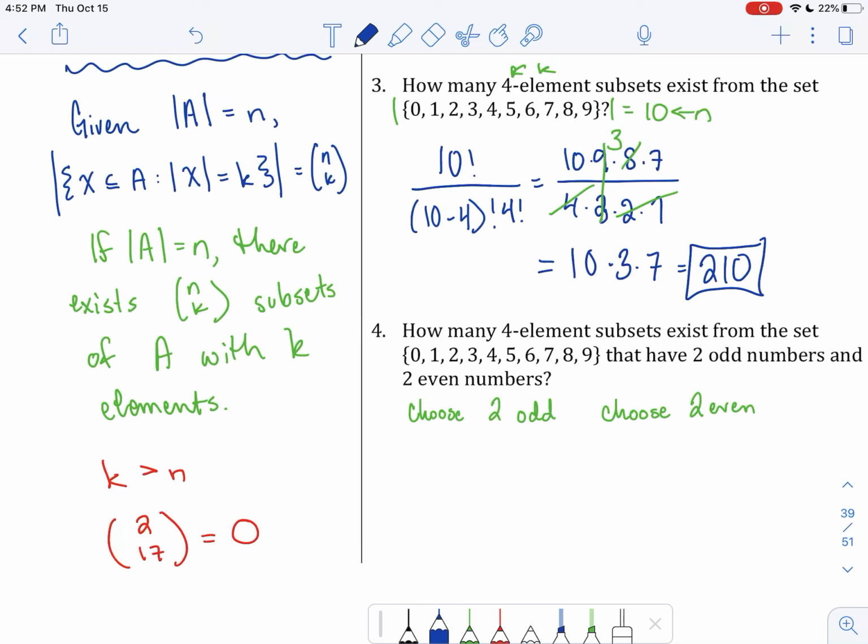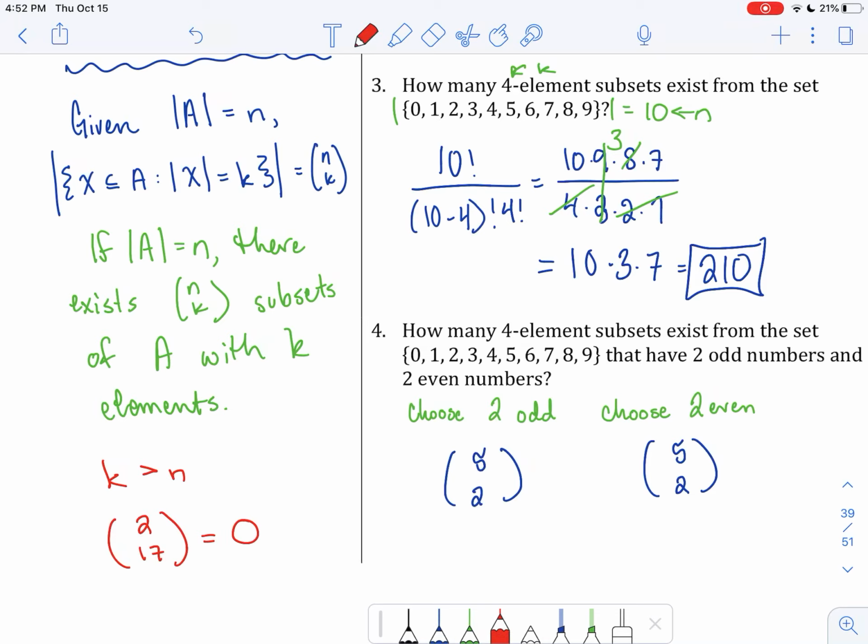We might answer a more complicated question. How many 4-element subsets exist from the set of the digits that have 2 odd numbers and 2 even numbers? So if we have 2 different constraints here, we can think about them separately as choose 2 odd numbers. So we're choosing 2 out of the 5 odd digits, 1, 3, 5, 7, and 9, and choosing 2 even digits from the 5 even.